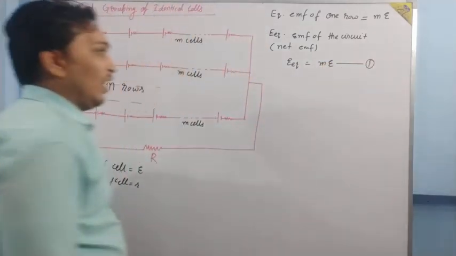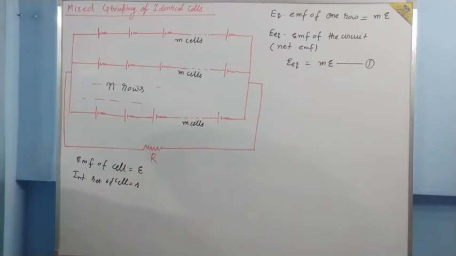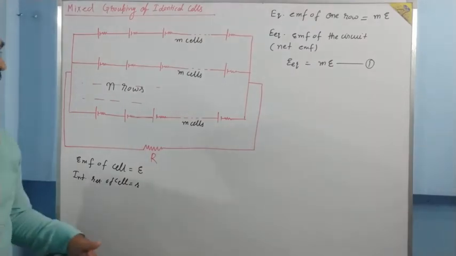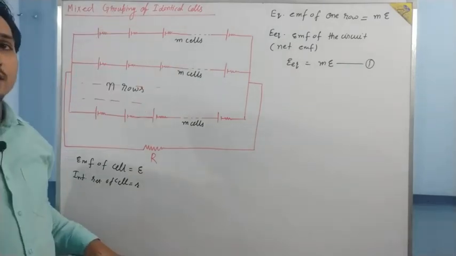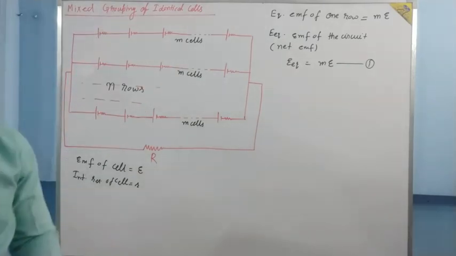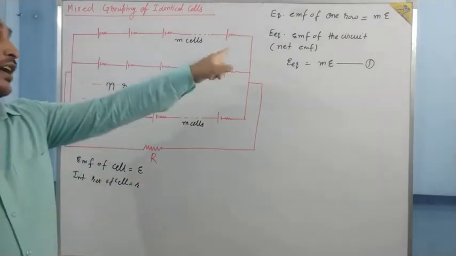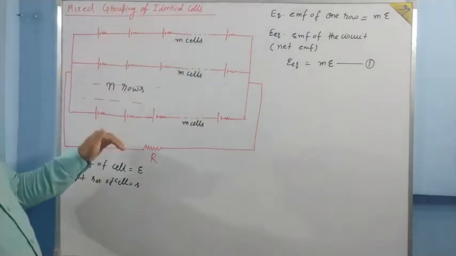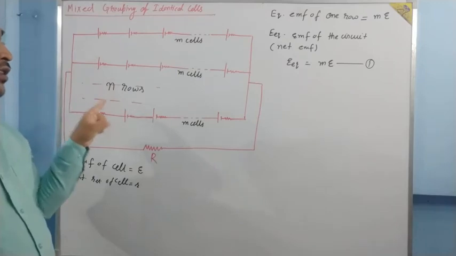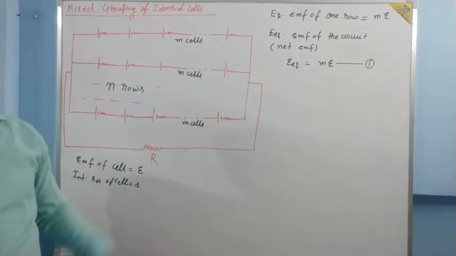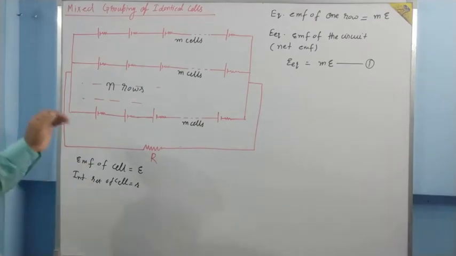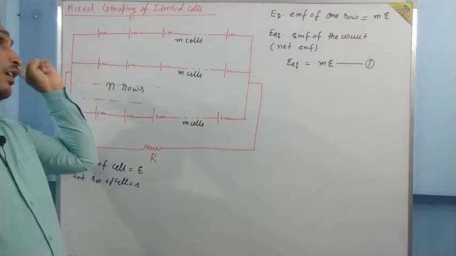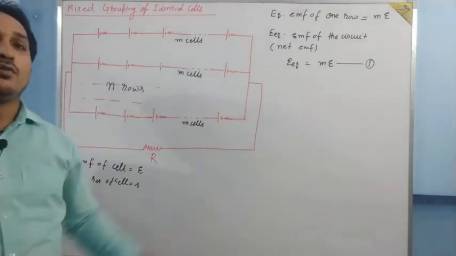Question number 1. Why am I writing m into E only? Just a few seconds earlier we did that if a parallel combination of n cells is connected, then the equivalent EMF was equal to E only. So here one row has mE, and n rows are there. So this n will not affect the equivalent EMF. How many rows are connected in parallel will not be a concern, because the total EMF will be equal to the EMF of one row only.